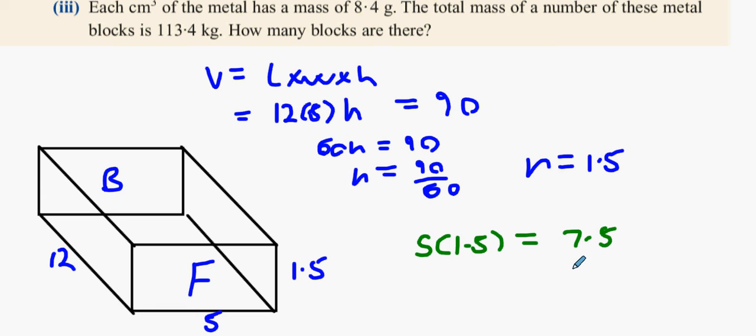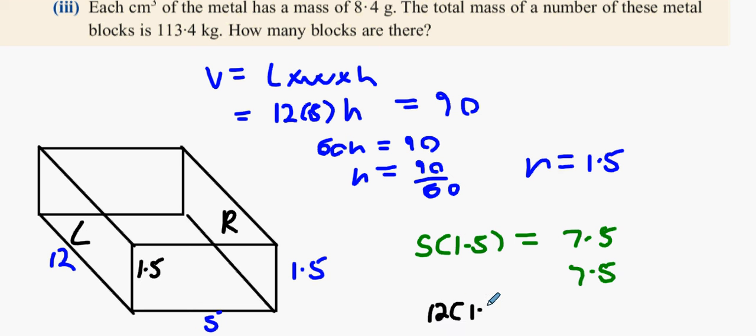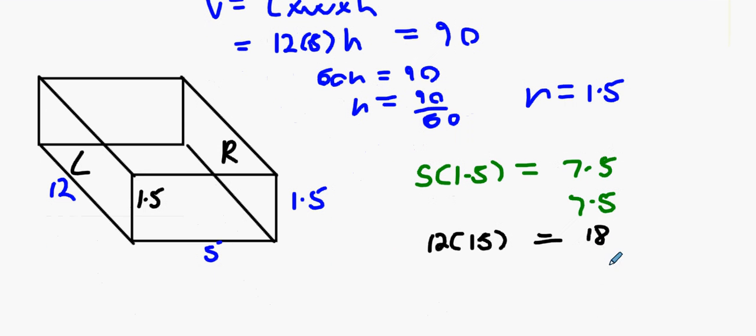What do we have here? 5 times 12, which is 60. 2 60s. Add them all up together, and what do you get? 171 centimeters squared. Who got that?